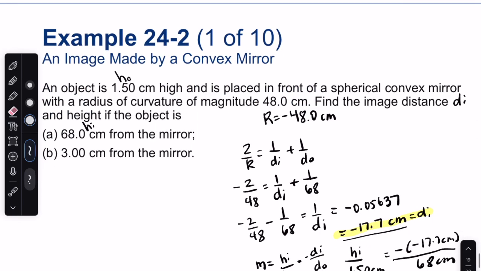I'll let you do part B, okay? You should get the same qualities. You should get a virtual image. You should get a shrunken image. And it should be virtual, shrunken, and upright.